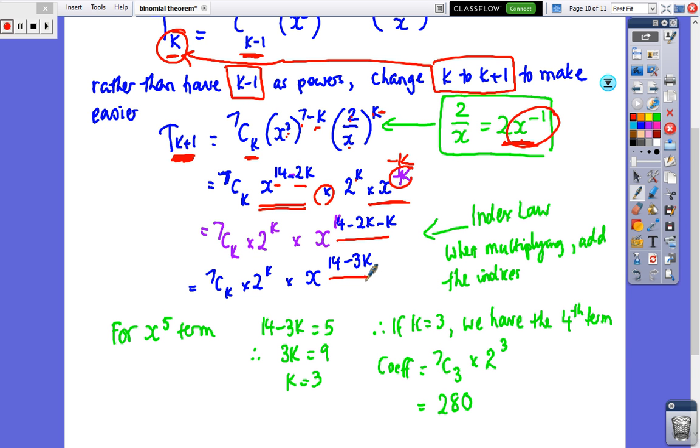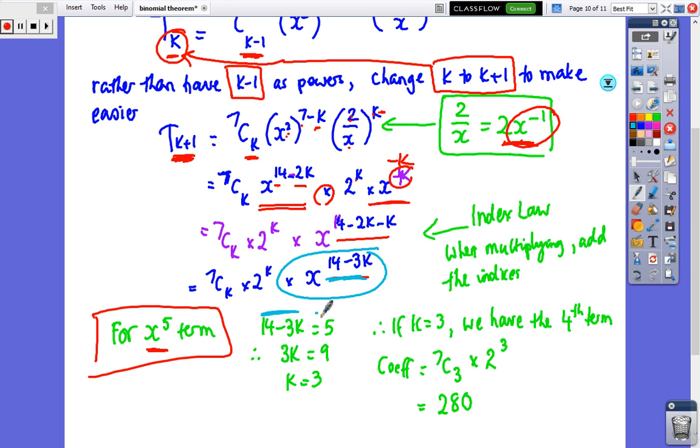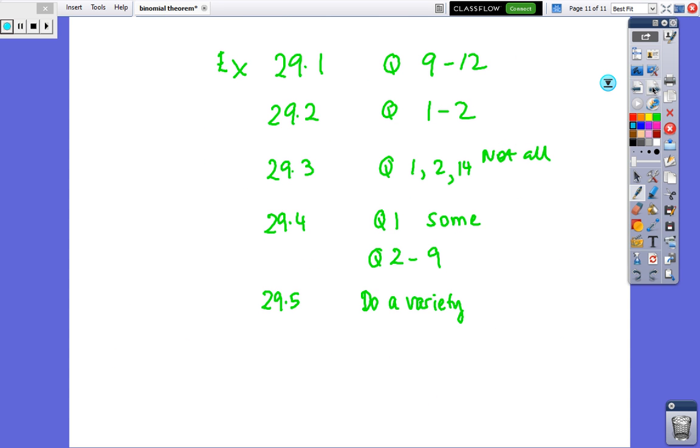So the question said, what is the coefficient of x to the 5? Then the only x's are here, so that means that that power must equal 5. So k equals 3. That means I've got the fourth term, and then just plug it in and get the coefficient. So again, you'll get plenty of practice on those. And there's an exercise that we'll be doing. This will be about at least two or three lessons worth. Okay, so I hope you've enjoyed. You can obviously rewind and watch any parts. Bye.